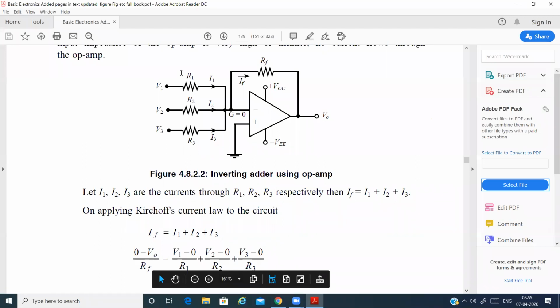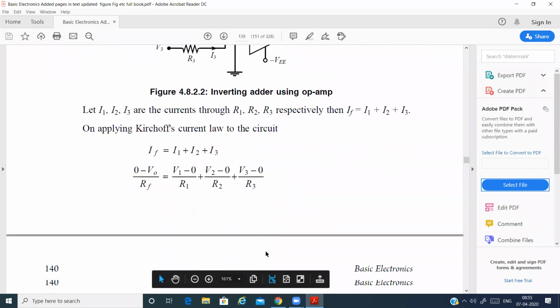But when we want to find out the current which is passing through the resistance, then we have to take the potential difference among the two terminals of this resistance. So that's why we take the voltage at this point and this point. We take the difference of these 2 points. That will give you the voltage across R1. So V1 minus 0, V2 minus 0, V3 minus 0.